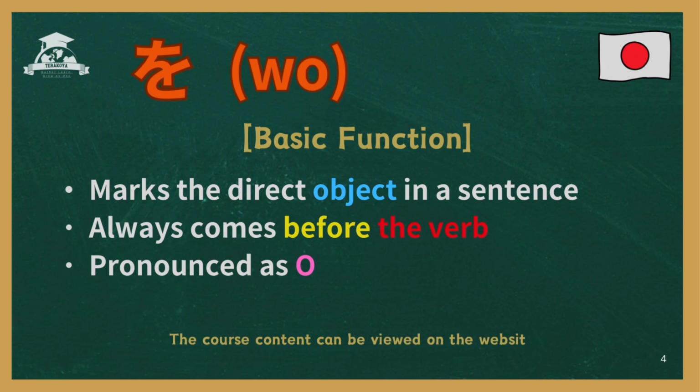The pronunciation is o, not wo. We don't say w, just say o. The correct pronunciation is o. Let's say it together. O.